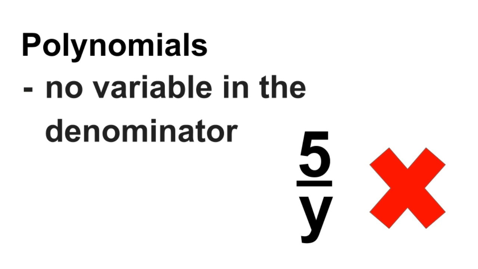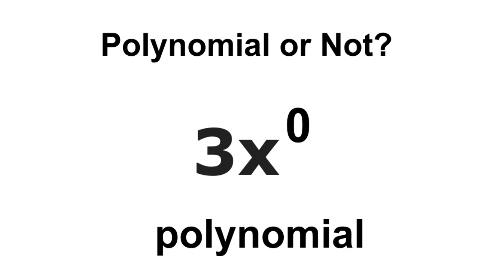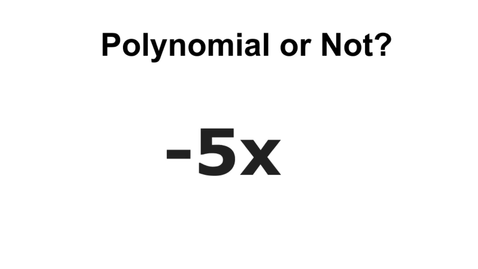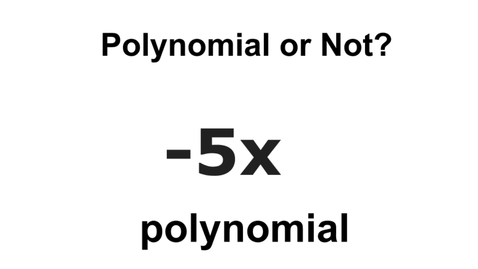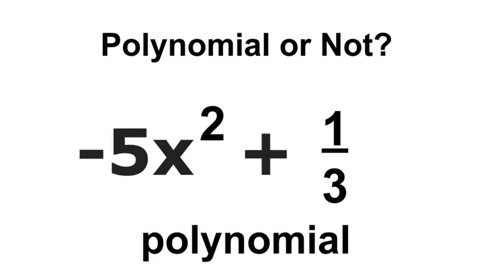Let's identify whether the expression is a polynomial or not a polynomial. 3x to the power of 0. Polynomial. Negative 5x. Polynomial. Negative 5x squared plus 1/3. Polynomial.